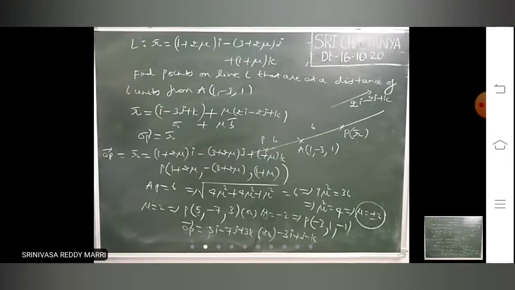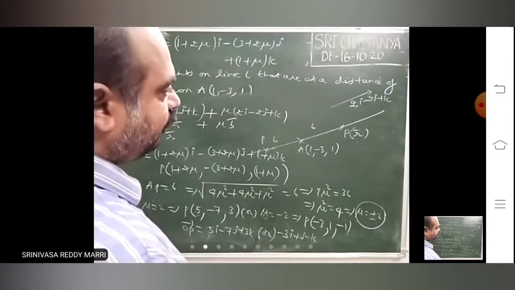A single point and direction vector, this is the one point form. Now suppose the two point form. Just like in straight lines, here also there will be a two point form.